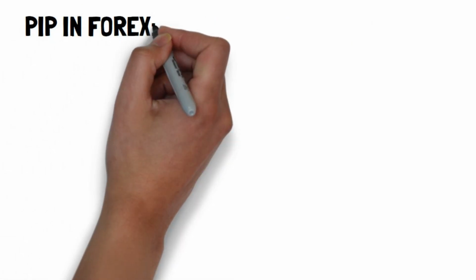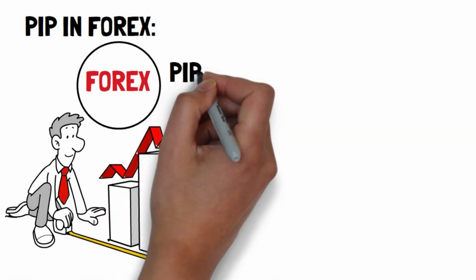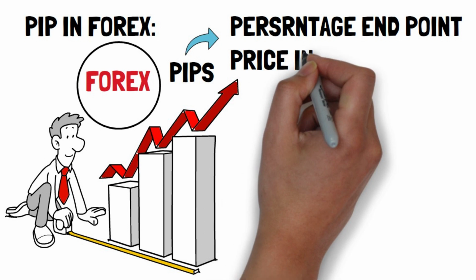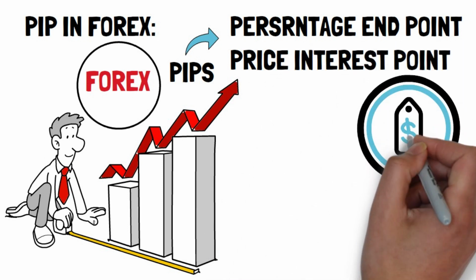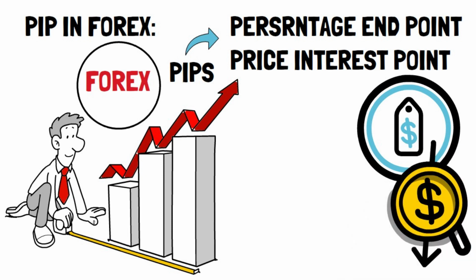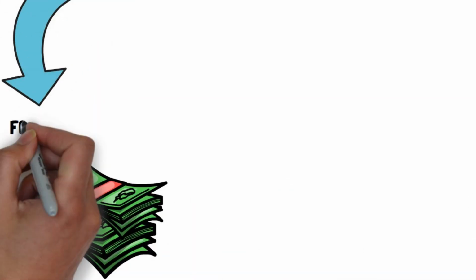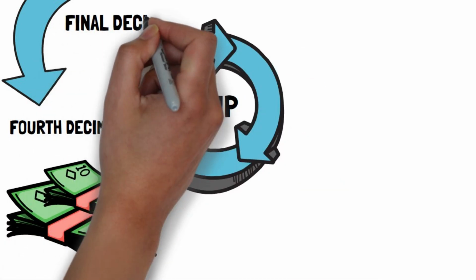Pip in Forex. In the realm of Forex, changes in exchange rates are measured in pips, an abbreviation for percentage in point or price interest point. A pip serves as the standardized unit for the smallest price move in an exchange rate. For most currencies, expressed to the fourth decimal place, one pip denotes a change in the final decimal place.